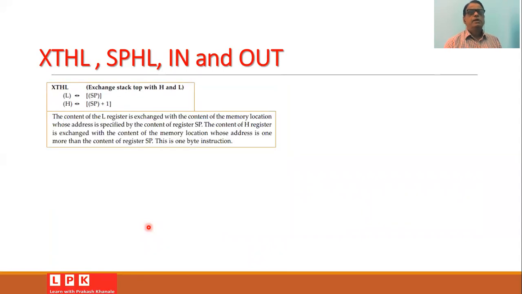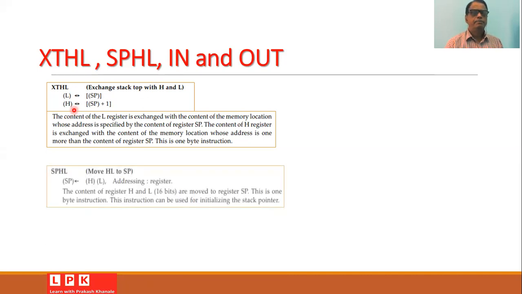Another instruction that is being used is the XTHL, that is exchange stack top with H and L. That is, the content of the memory location pointed by the content of the stack pointer is exchanged with the content of the register L, and the content of the next location is exchanged with the content of the register H. So this is the instruction used for the exchange of the stack top with the content of the register pair H and L.